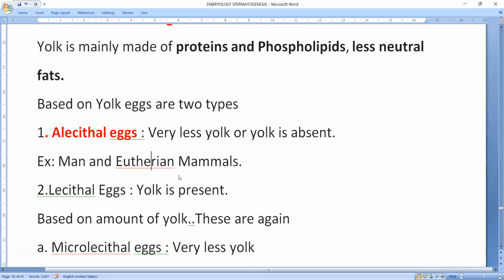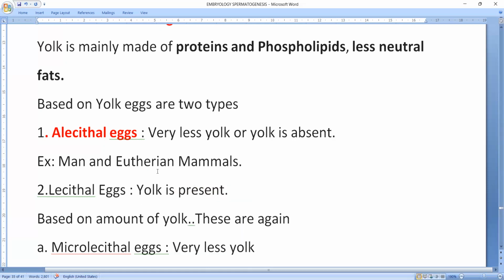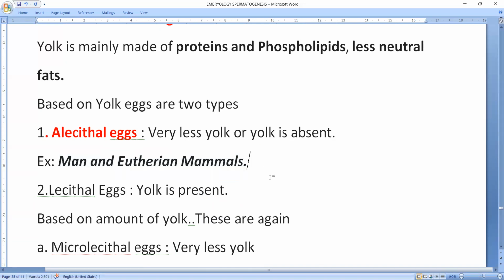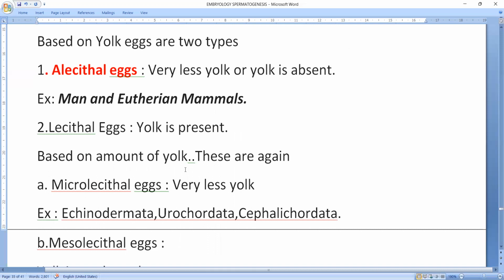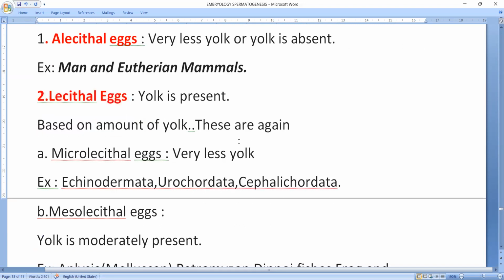So the best example for alecithal eggs, okay, is man and eutherian mammals' eggs. These are generally alecithal eggs. Okay. Then lecithal eggs. That means yolk substance is present in this type of eggs.